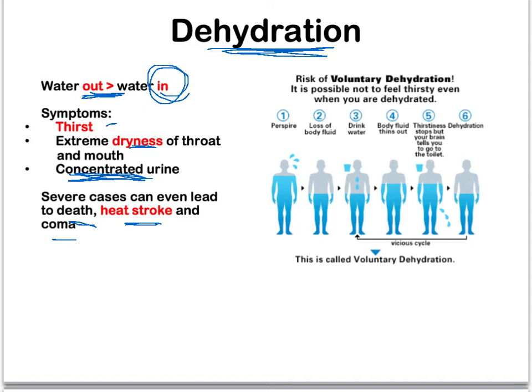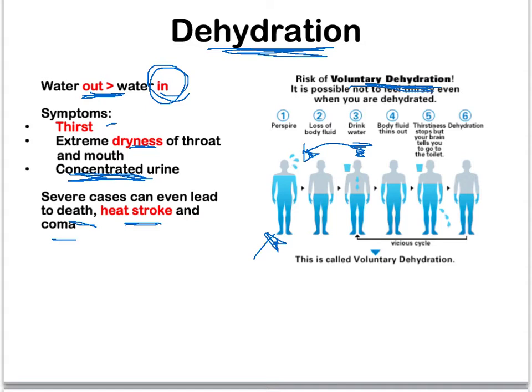So looking at the risk of voluntary dehydration, it's one dangerous way of getting dehydrated because sometimes you don't even realize you're getting dehydrated. So for example, you are perspiring, and then you start to lose your body fluid. So you start to drink a bit of water, but you realize that the water is not enough to replace what you have lost. Do you see the amount? It's not enough. So your body fluid tends to thin out.